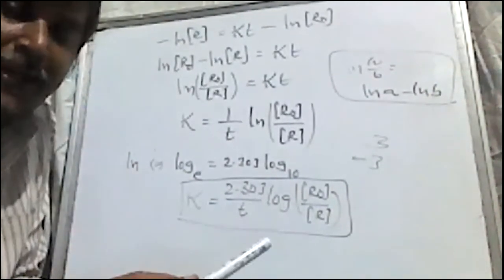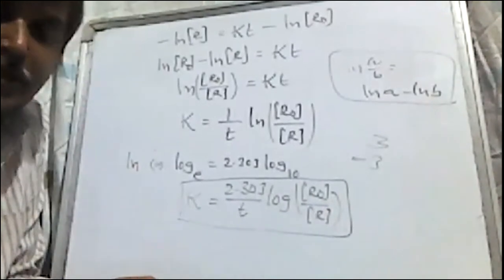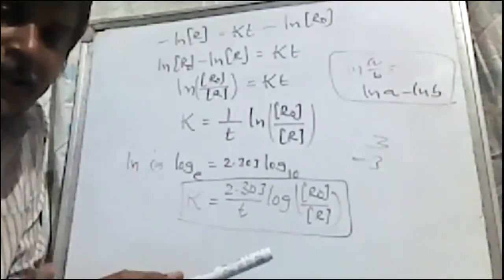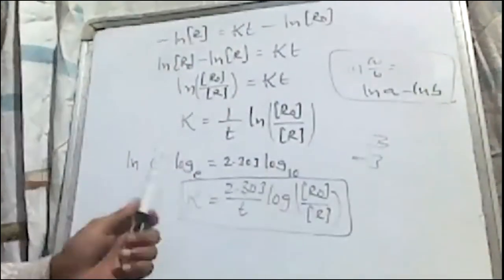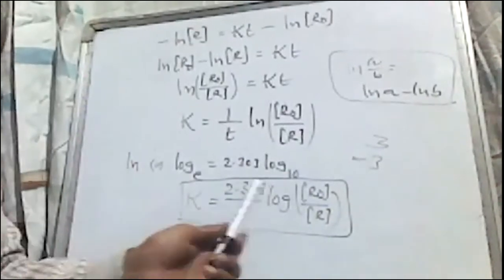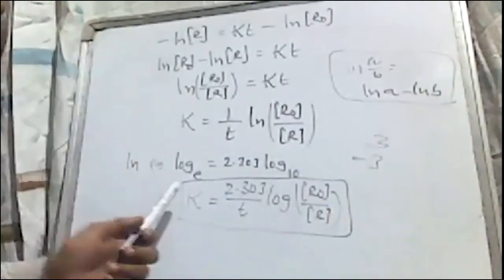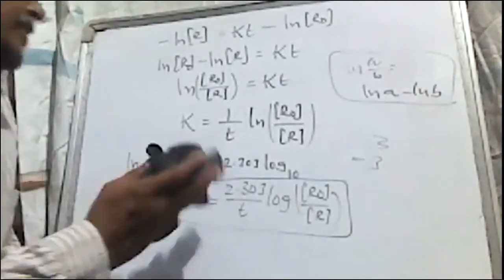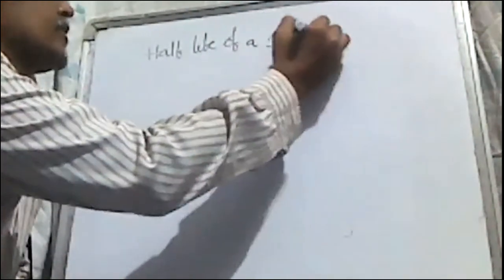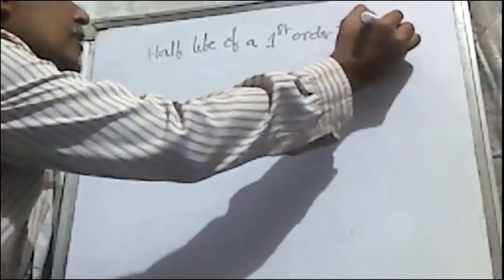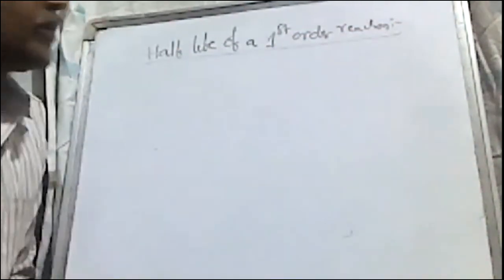Derive the equation for the rate constant of a first order reaction. This is an important question. Similarly, for zero order reaction, derive the expression for the rate constant of a zero order reaction. Now we have the equation for the rate constant of a first order reaction. Now we need to derive the expression for the half-life of a first order reaction.